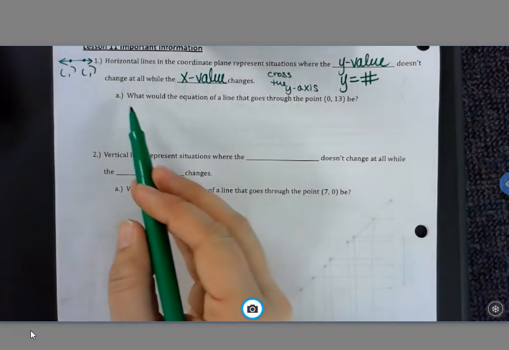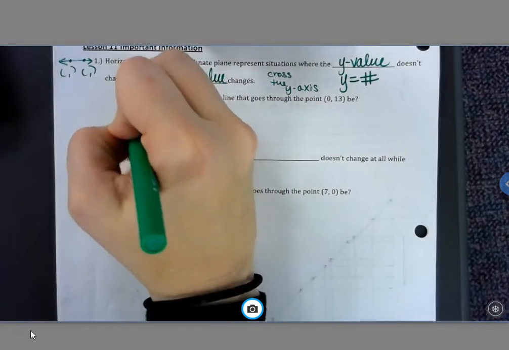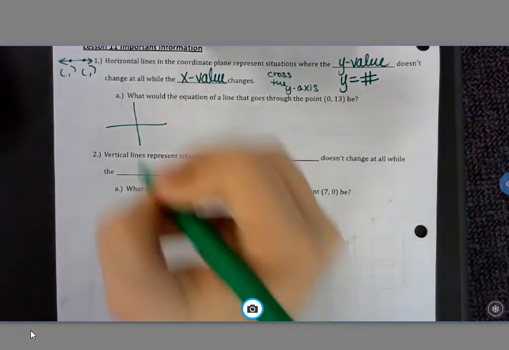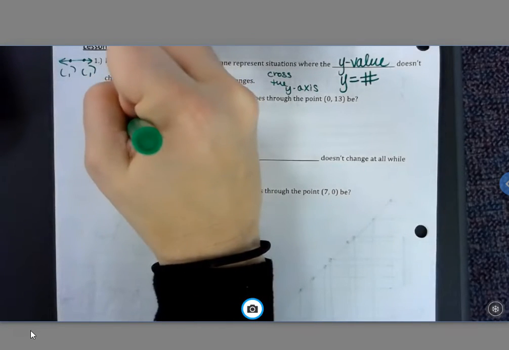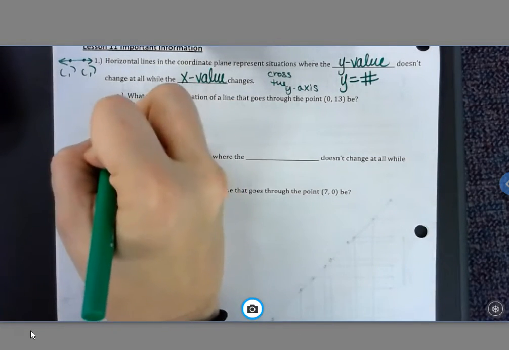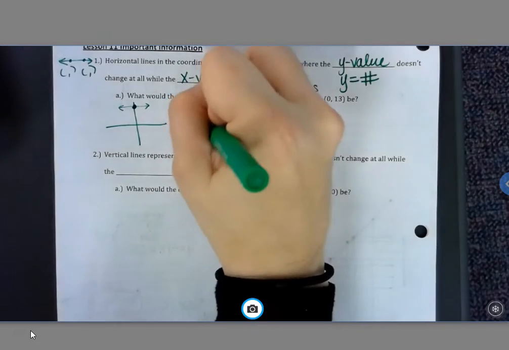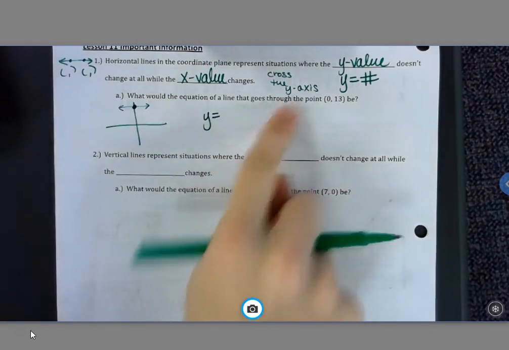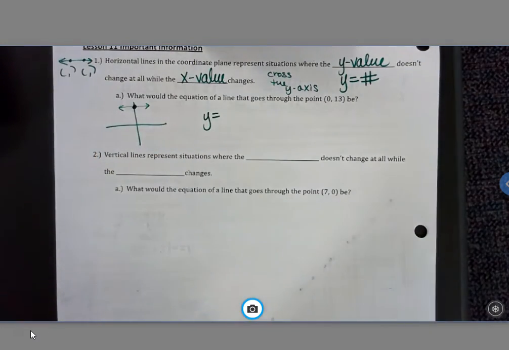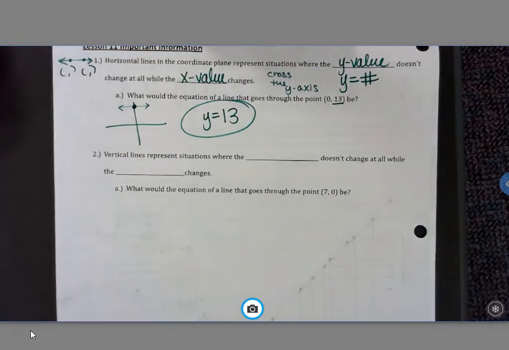So for their example, it says, what would the equation of a line through the point 0, 13 be? So if we had a graph, and this is just a rough sketch, I would go up 0, up 13, and this would be my line. So the equation for that line would have to be y equals, because it's horizontal, and it crosses the y-axis, and it crosses the y-axis at 13. So the equation would be y equals 13.